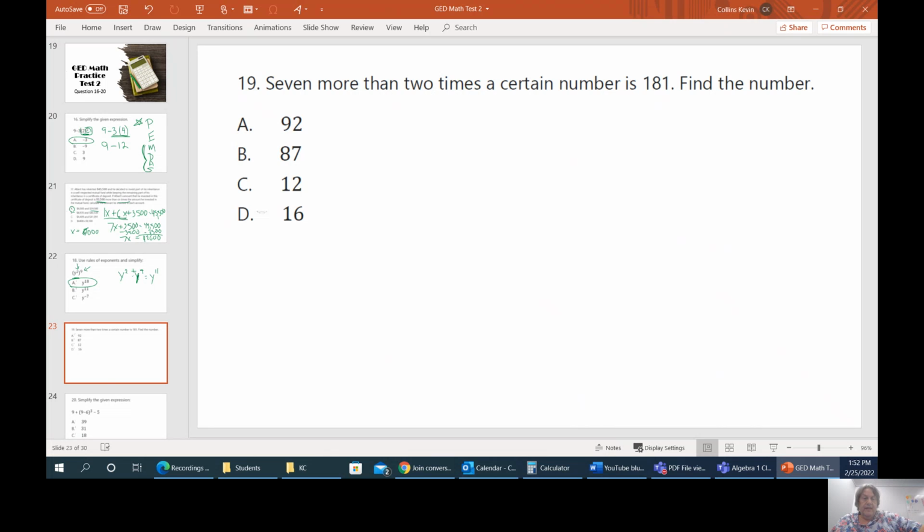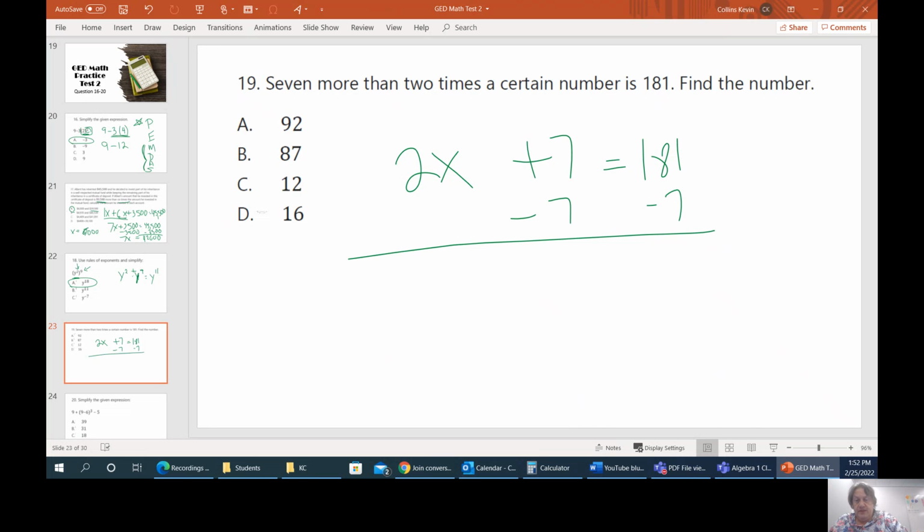Okay, so this one says 7 more, so we're going to have a plus 7 happening at some point. Then 2 times a certain number we always call x, equals 181. So it says find the number. Okay, so first thing we do, we go ahead and subtract 7 off both sides. All right, so it's going to give me 2x equals, what's that going to be, 174.